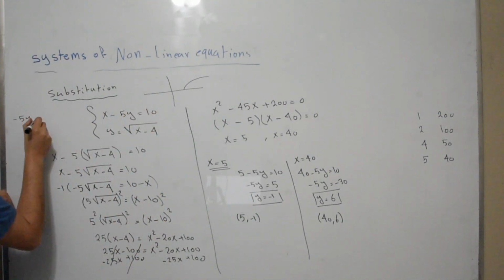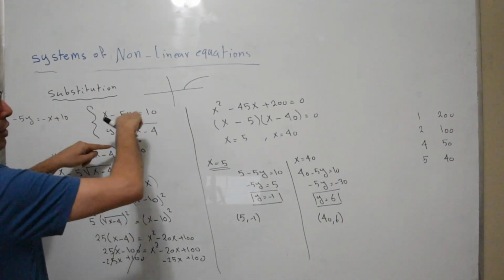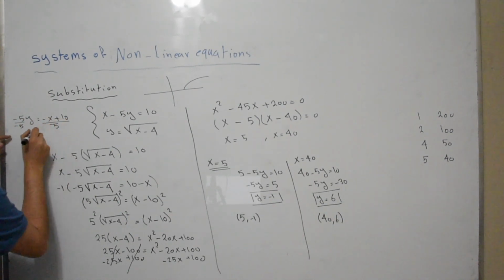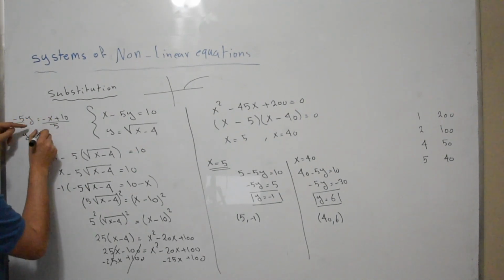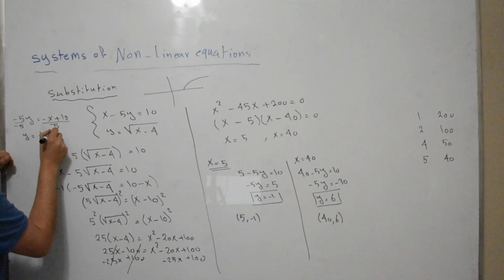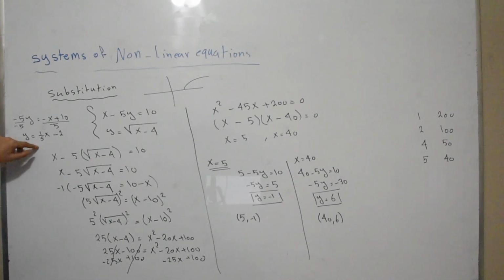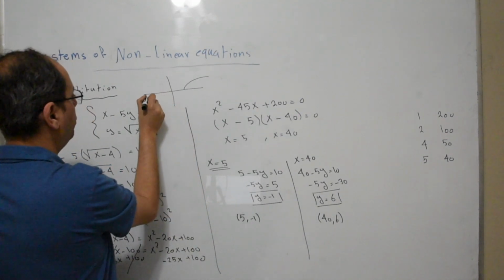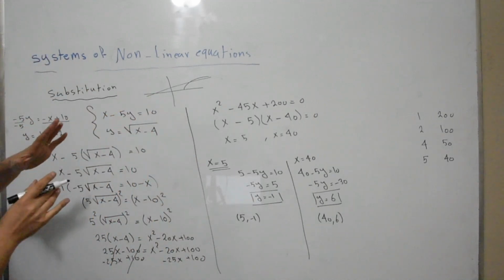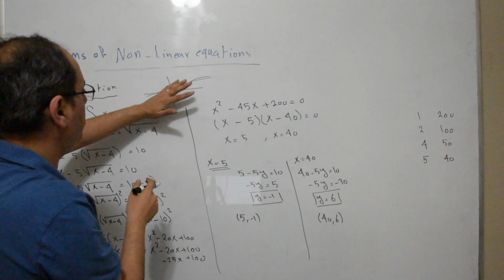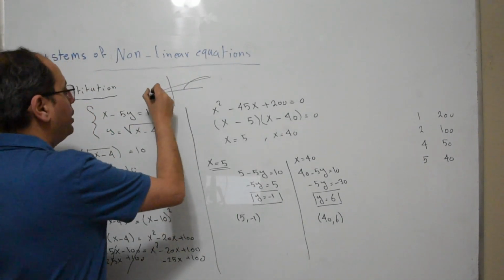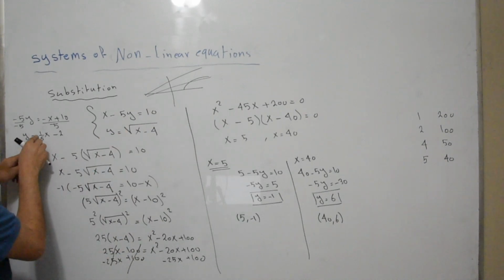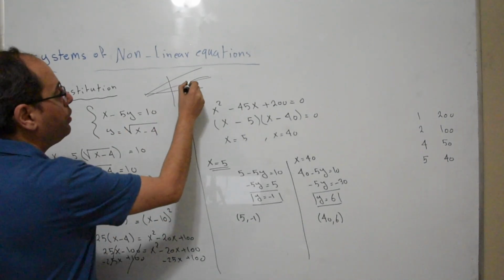So negative 5y equals negative x plus 10. You see what I did? I just moved x to the other side. And then divide by negative 5, so you get y equals 1/5 x minus 2. So now, if you look at this, this is a positive slope. So it could be like that. So if you look at this one, if this slope is very big or so, that might be like that. Or it could be like this. But this cannot be negative, because I got the positive slope here. So it's either these two.